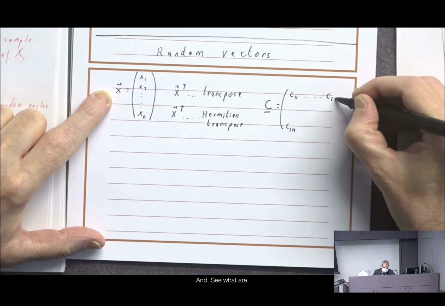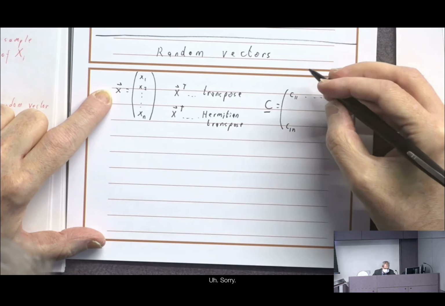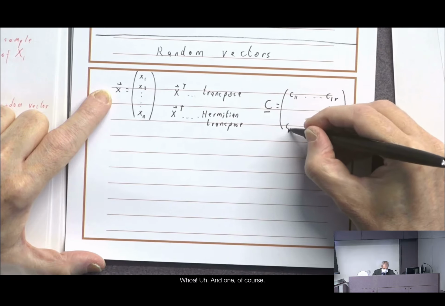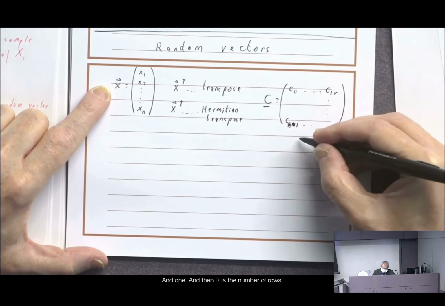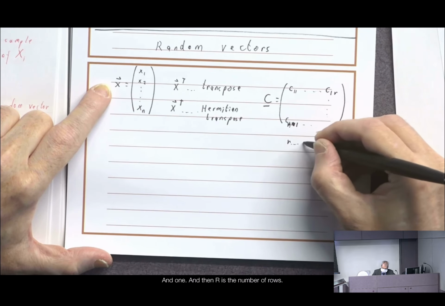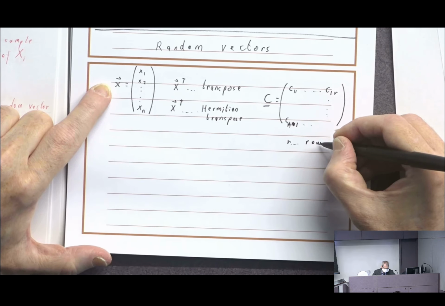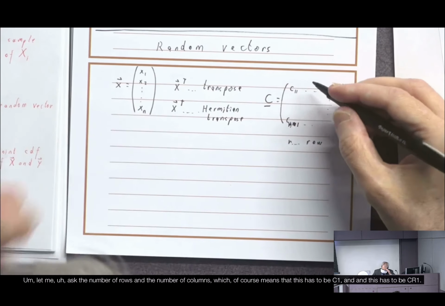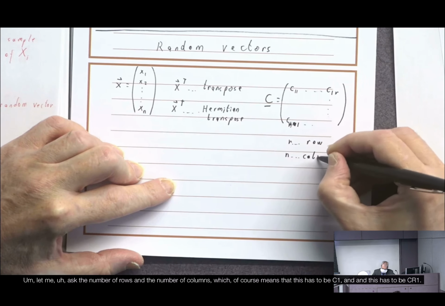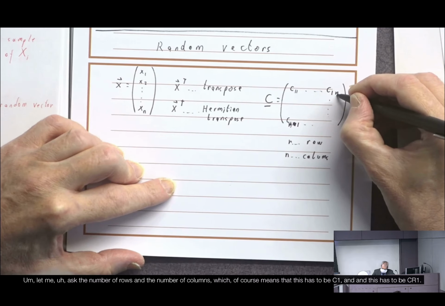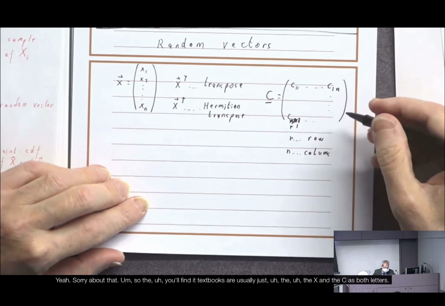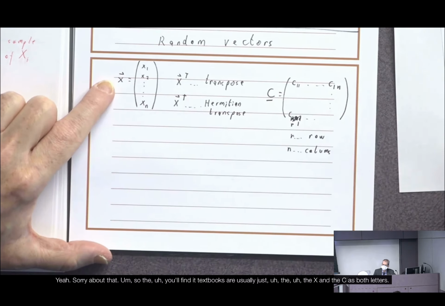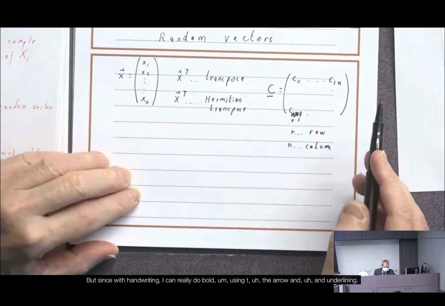C1n. C1r, row n1, of course, sorry, Cn1. And then r is the number of rows. Sorry, something went wrong in my notes here. R is the number of rows, n is the number of columns, which of course means that this has to be C1n and this has to be CR1. So in the textbooks you'll usually find just the X and the C as bold letters, but since with handwriting I can't really do bold, I'm using the arrow and underlining.